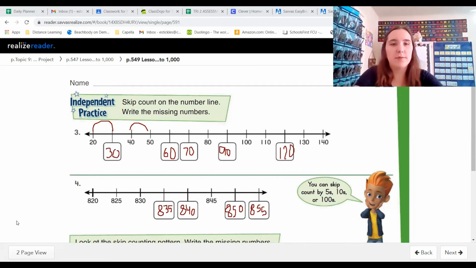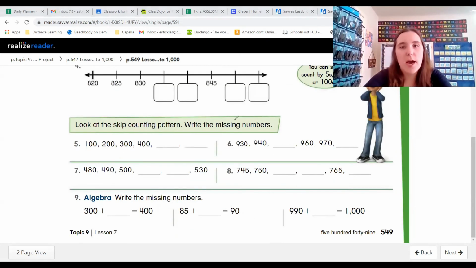Let's get into number 5. Okay, it says, look at the skip counting pattern, write the missing numbers. So now we're just looking at a pattern and filling it in. So let's read number 5. 100, 200, 300, 400. What do you think comes next? Well, we're skip counting by hundreds, aren't we? So 500.